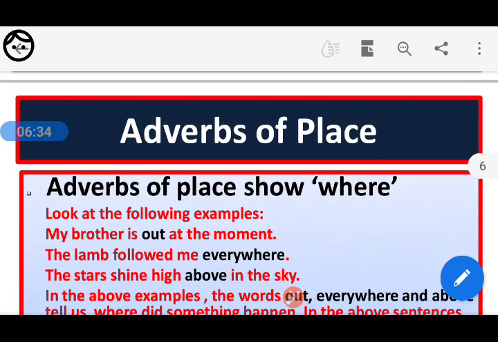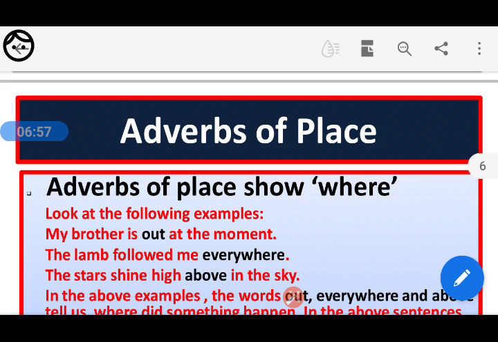Now adverbs of place. They show us where. Look at the following examples. My brother is out at the moment. The lamb followed me everywhere. The stars shine high above in the sky.